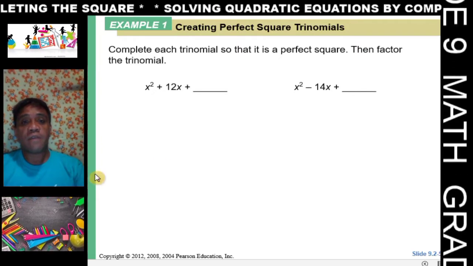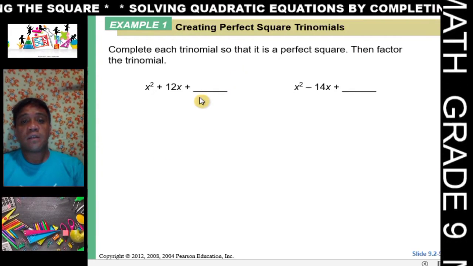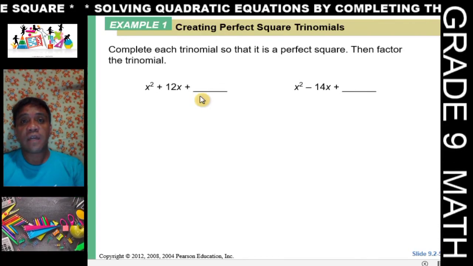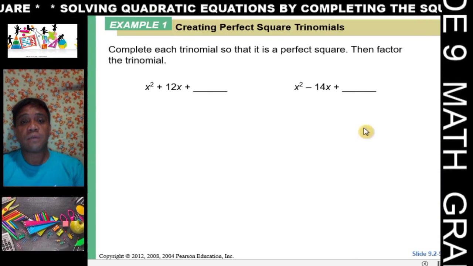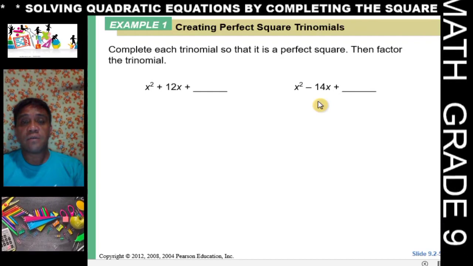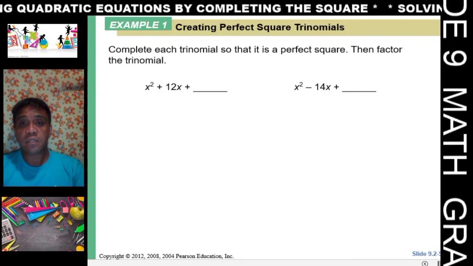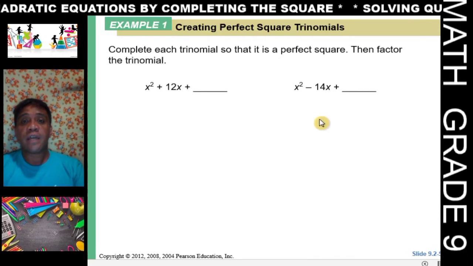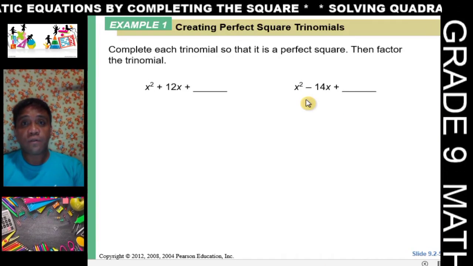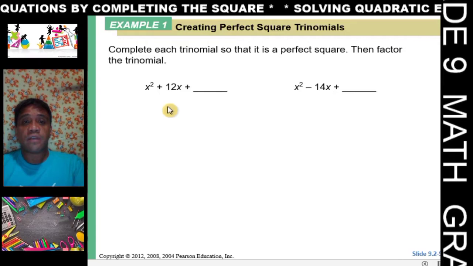What we have here is the constant term. We are going to find out the value of the constant term, and we also have another example, which is x squared minus 14x plus blank. Again, we're going to solve for the constant term.